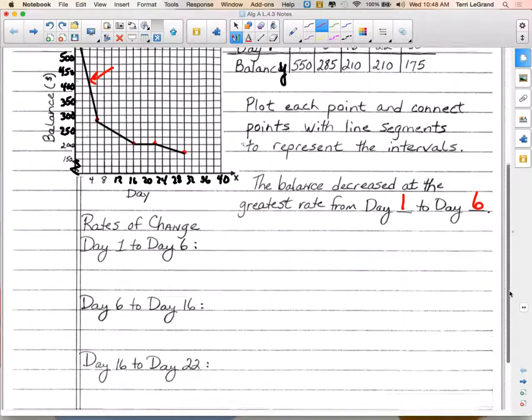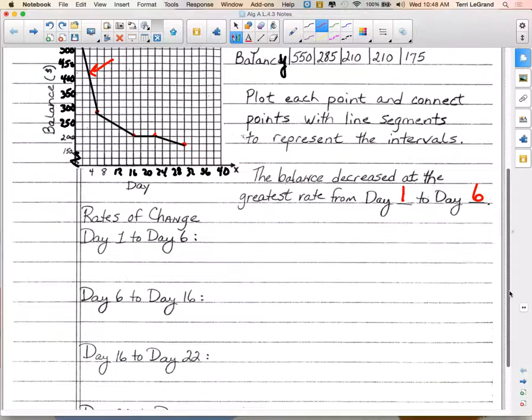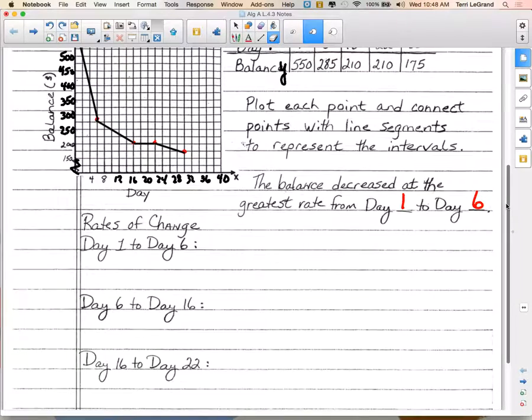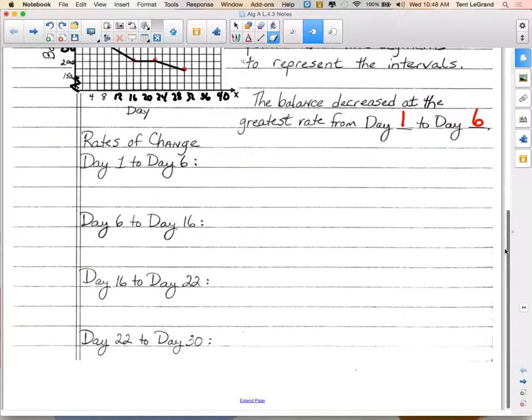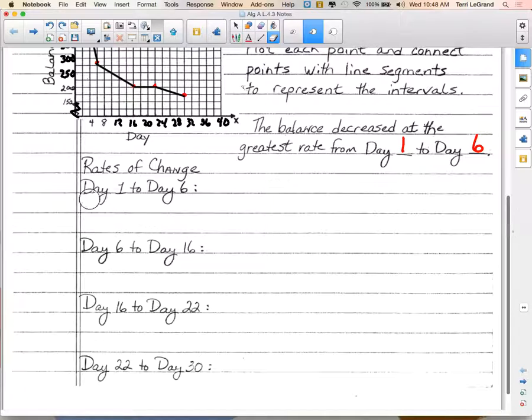So let's check it out now by actually finding those rates of change, and then we're going to put them on the graph also to show what they actually are. So day 1 to day 6. Remember how we find rate of change, it says find the change in the dependent variable. So we're going from day 1 to day 6, okay, right here.